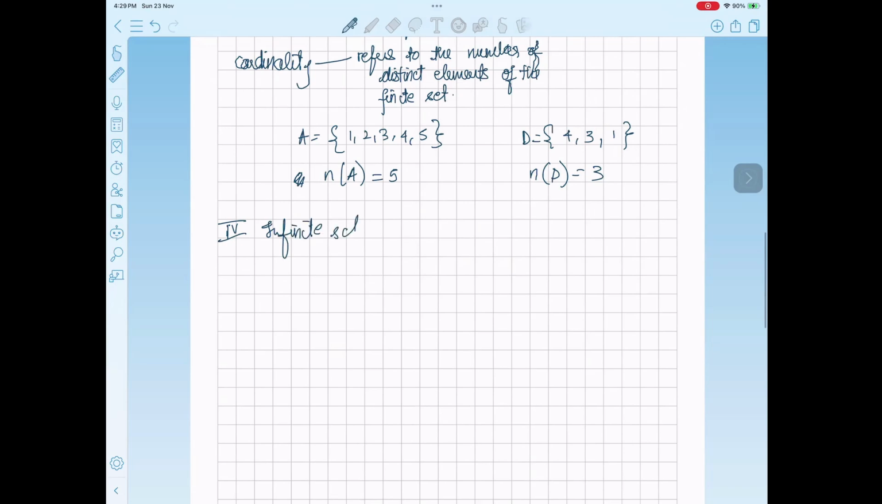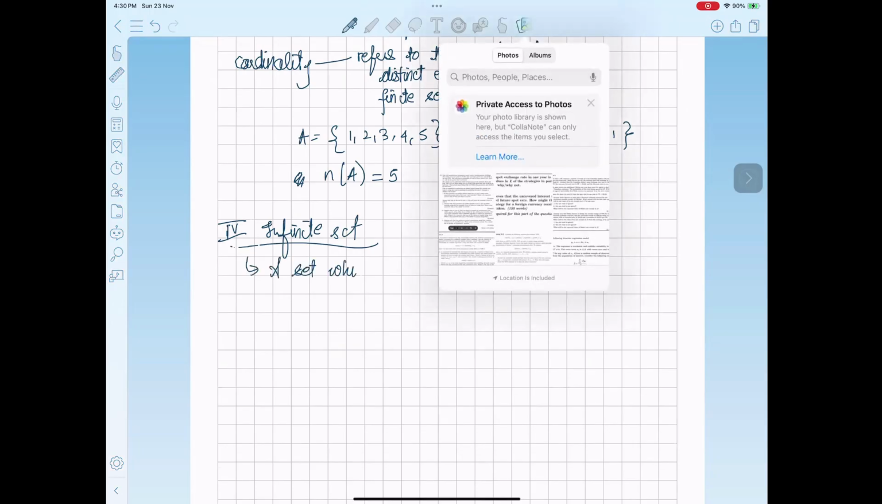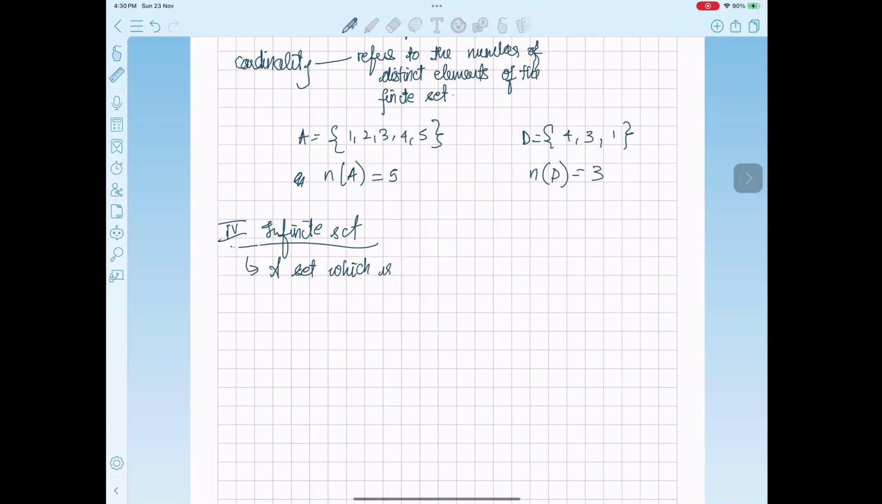The next type of set that we are interested in is the infinite set. Like the name already suggests, given our discussion so far, a set which is not a finite set is essentially an infinite set, right? It's a set where the counting of elements does not come to an end. So you can't actually find the cardinality of the set.